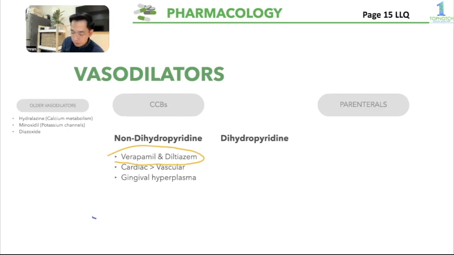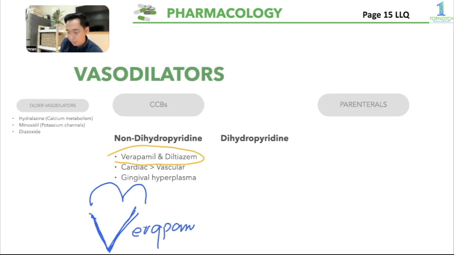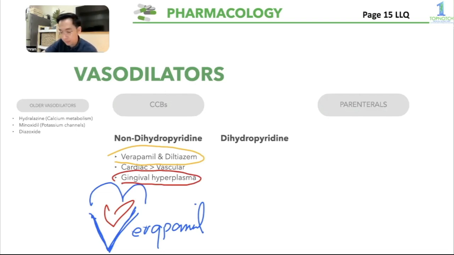So ang palatandaan ko dyan, verapamil, V for cardiac. I-drawing yung letter V. Okay, verapamil, for the heart. Alright? So kaya sila it has a greater function in the heart compared to your dihydropyridine type na equal lang yung cardiac and vascular effect natin. Also, your verapamil and diltiazem, they are involved with gingival hyperplasia. Plasia yan, ha? Hindi plasma.